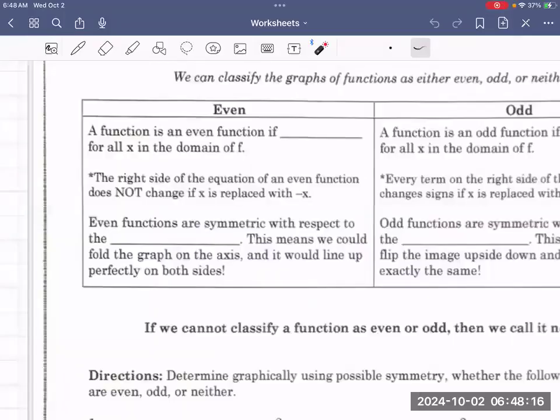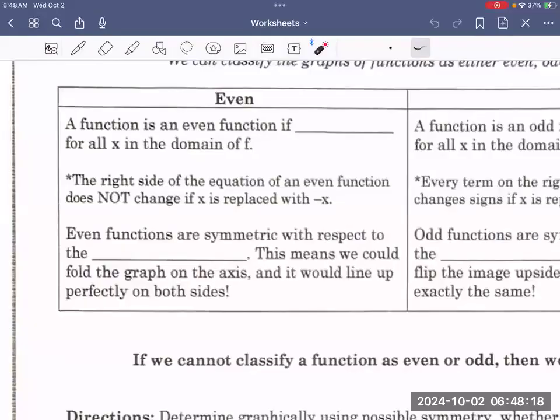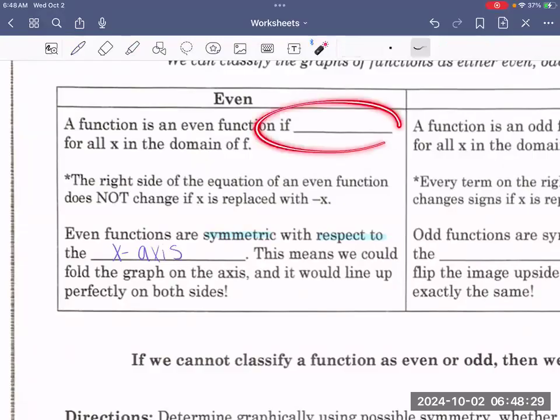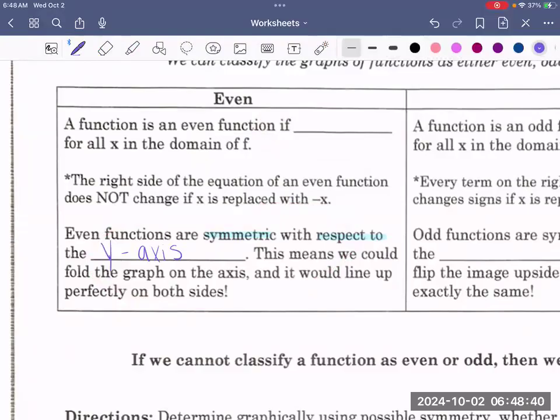Now, if we have an even function, these are symmetric with respect to the y-axis. I'll talk about this one here in a moment, but let's take a look graphically. I said y-axis and I wrote x-axis. These are symmetric to the y-axis, which means that the y-axis is acting as a mirror. So what happens on one side of your graph is going to happen on the other side.